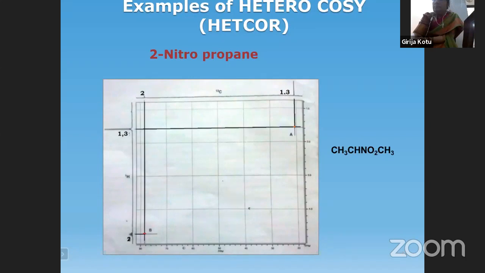It is seen as a multiplet because it couples with 2 methyls. So it is n plus 1, 6 plus 1, a septet. The upfield signal, due to 1 and 3, couples with the methine proton, so it is a doublet. So that is the proton individually. And the top I have already explained, that is C13.